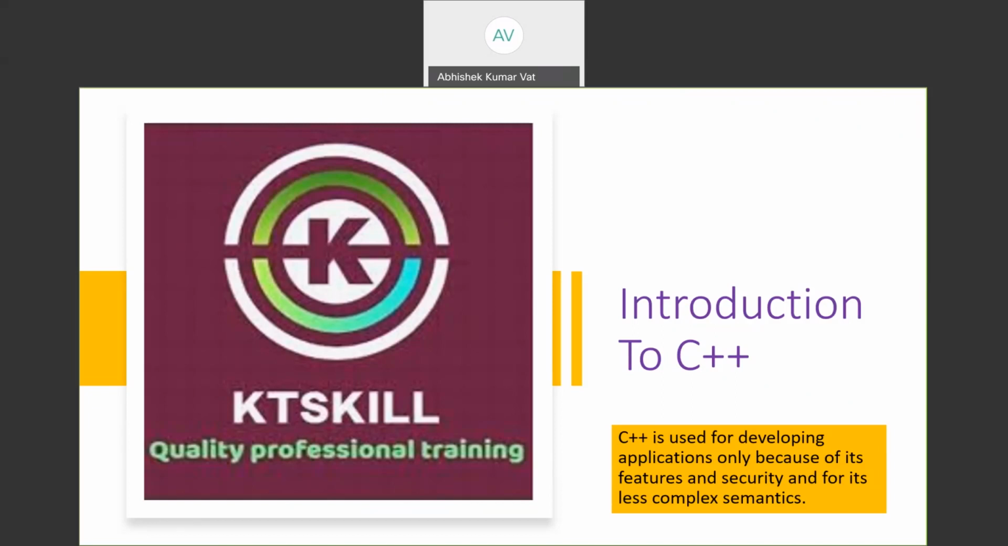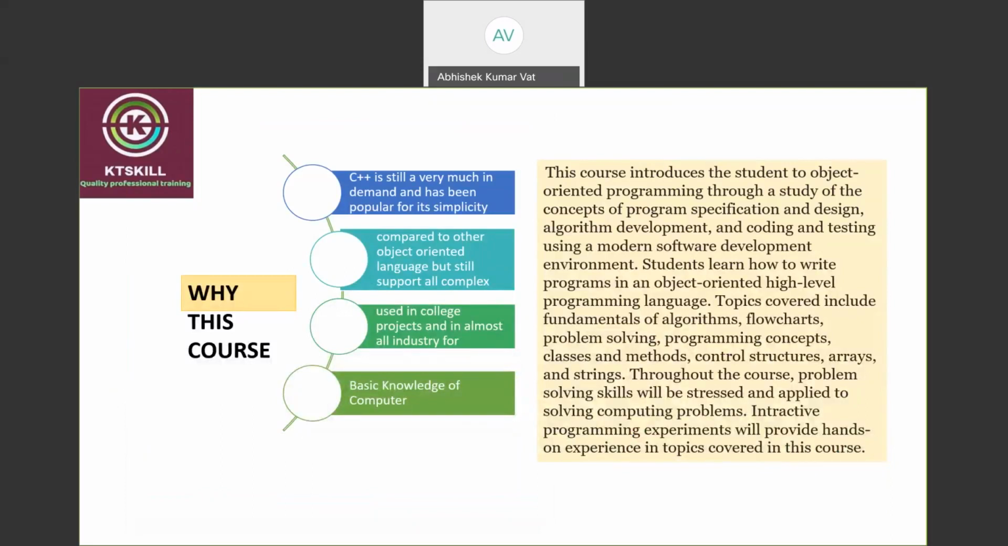So now let's start with the introduction of C++: why we need to learn C++ and what is the significance of learning C++. Basically, C++ is used for developing applications which are very close to the system, and C++ has very less complex semantics, so it's very easy to pick up. It is the most simplified object-oriented language in recent days, and also one of the oldest languages, by Bjarne Stroustrup. So we want to take you through, for the next few minutes, what we are providing in the C++ course.